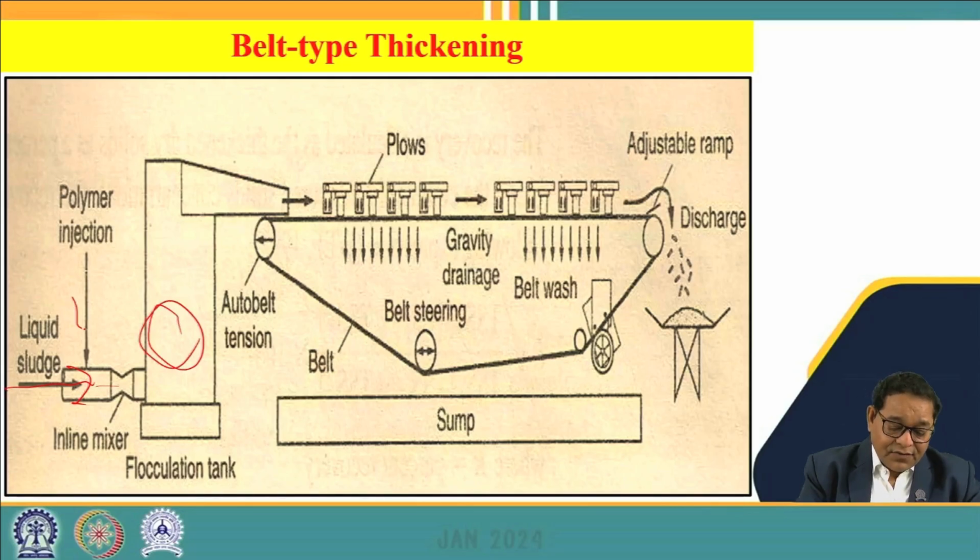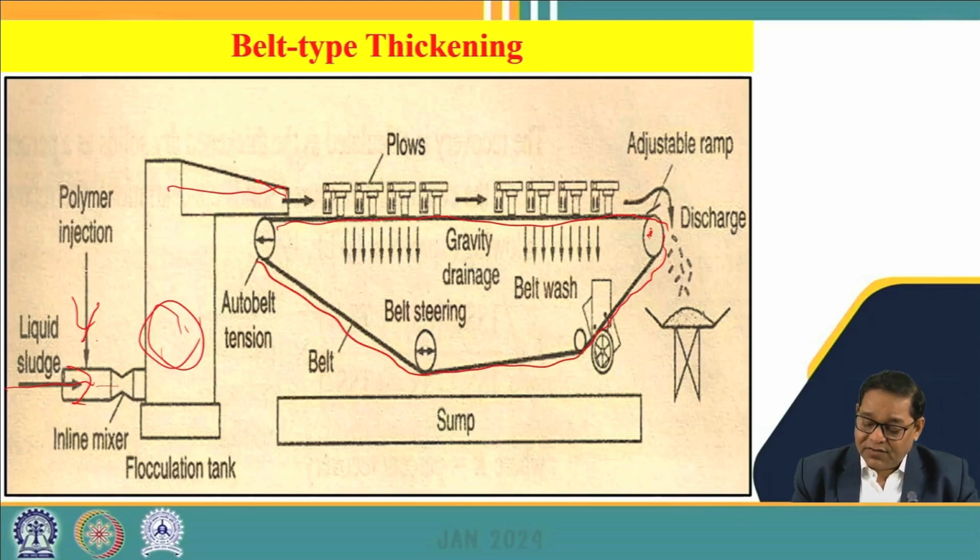So here, if we see, we can add some polymers also. Here it will be mixed into this flocculation tank, and from here this will be a rotary belt. This will rotate on these pulleys. So these are the pulleys provided. This is a perforated belt.